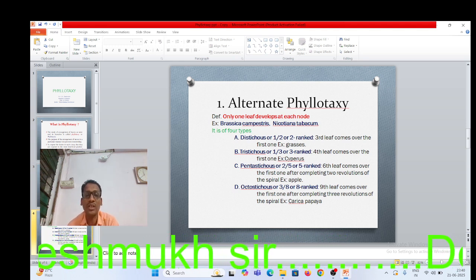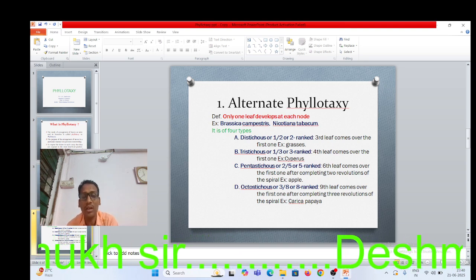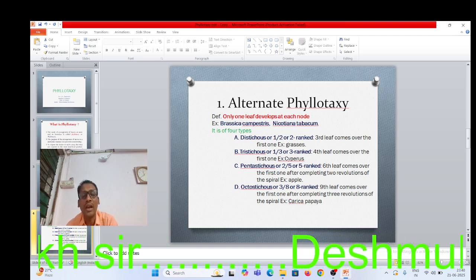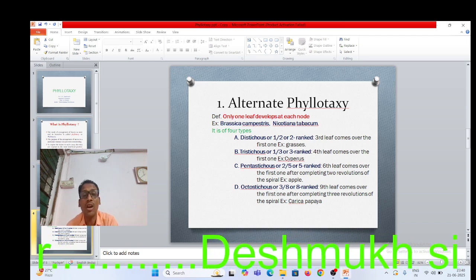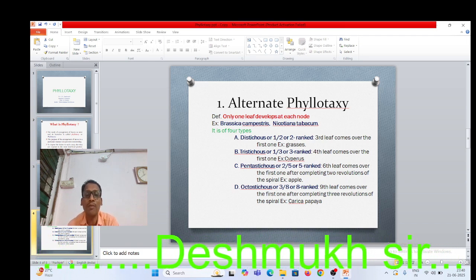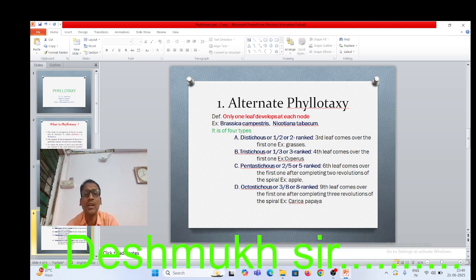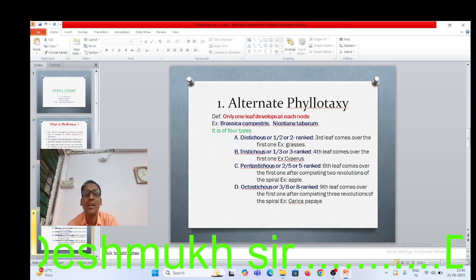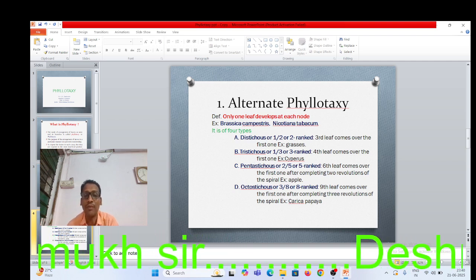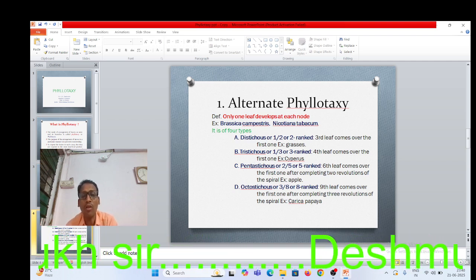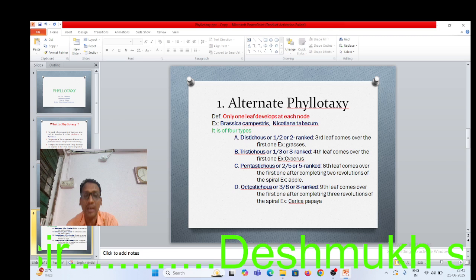The first one is the distichous, or half, or two-ranked type of phyllotaxy, and in this distichous, the third leaf comes over the first one. The best example for this purpose is grasses. The second type of alternate phyllotaxy is tristichous, or 1 by 3rd, or three-ranked type of phyllotaxy. In this case, the fourth leaf comes over the first one, and the best example is Cyperus.